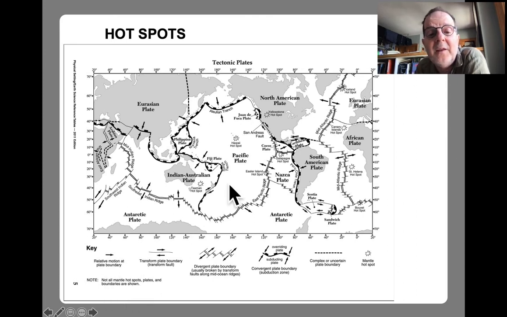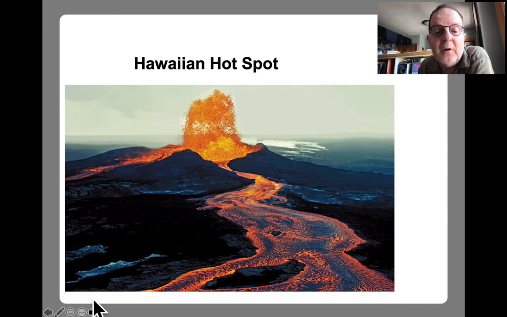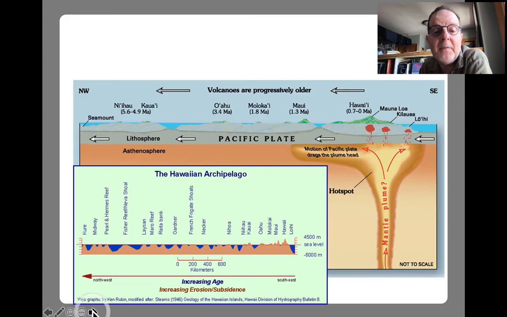So there are these places where, for instance, Hawaii is right smack in the middle of the Pacific Plate, where there shouldn't be any naturally occurring volcanism or earthquake activity, yet there is a constant flow of lava that has created over millions of years a series of islands. So here would be a picture from a fairly recent release of lava, and then we have this diagram, which is a little bit hard to follow, but let's take a look.